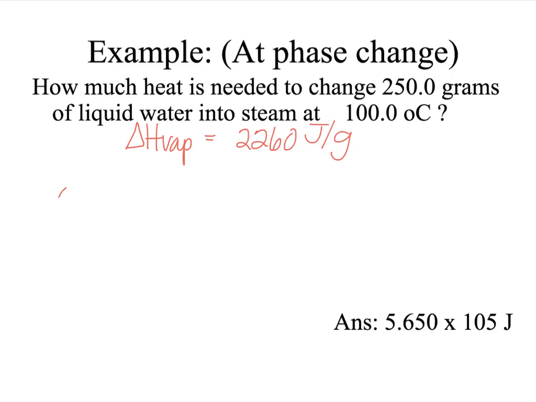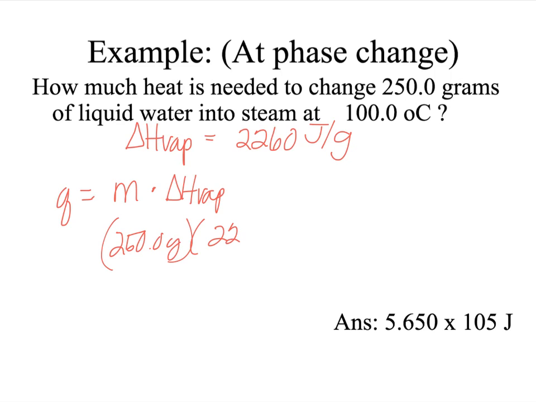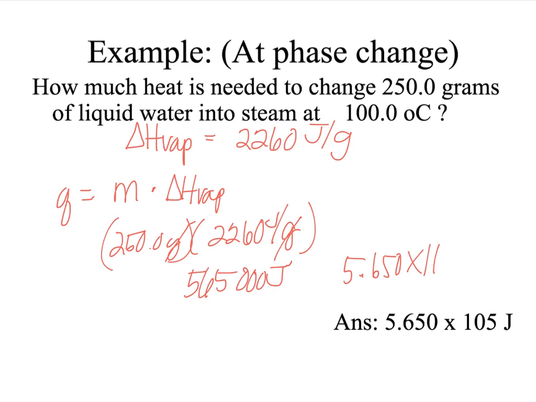Now we're going to plug that into our equation. We're going to use Q is equal to m times delta H of vaporization. So it would be 250 grams multiplied by the 2,260 joules per gram heat of vaporization, and you'll see our grams cancel, and we are left with an answer of 565,000 joules. And if we wanted to put that in the correct number of significant figures, which in this case is 4, we would write that as 5.650 times 10 to the 5th joules.